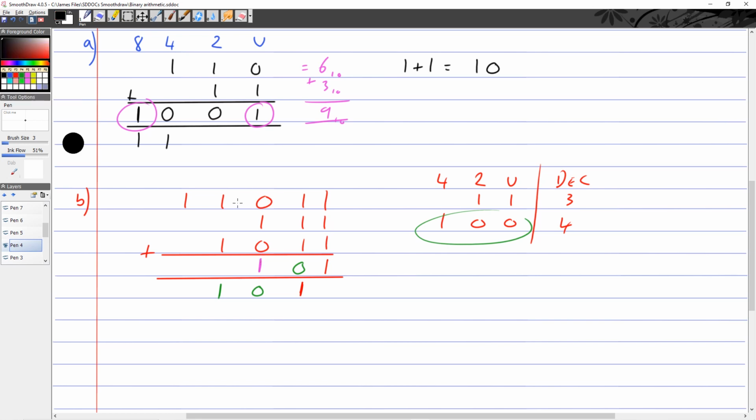Next column, 1 plus 1 plus the carry from earlier, or 1 plus 1 plus 1, is 3, which looks like 11, but it's 1 and 2. Carry that 1. And finally, we have 1 plus 1, which looks like that. 1 plus 1, put 0 there, carry the 1. There's nothing else up here, so we bring the answer up.